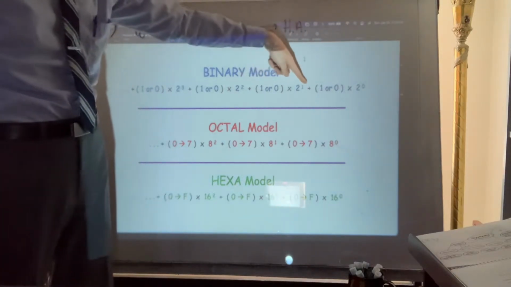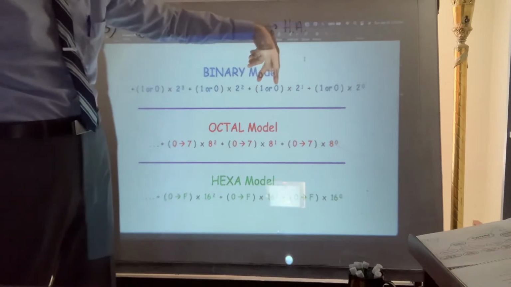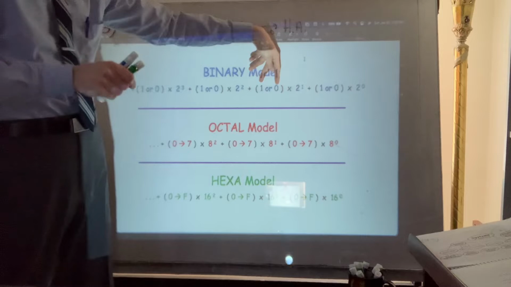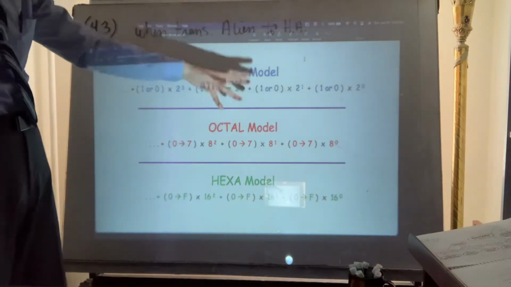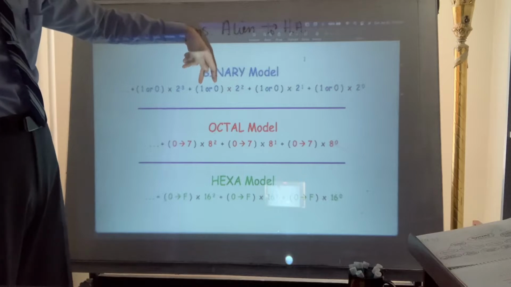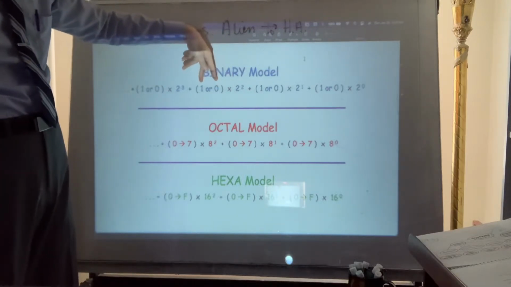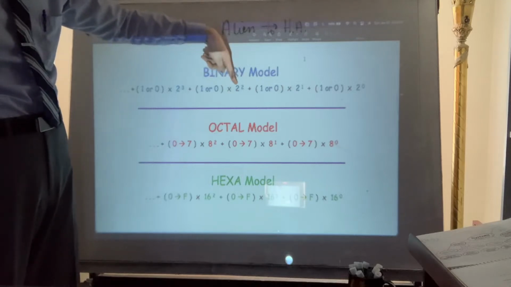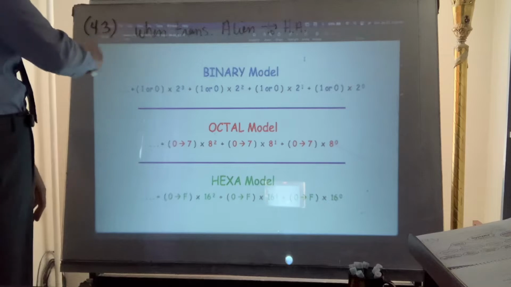You're going to add that, figure out whether you have 0 or 1 in this position, that would be the second digit in a string, times 2 to the first, and then add that. Whatever the digit is, 1 or 0 in the third position, the third digit in a string of 1s and 0s, times 2 squared, and so forth and so on. I put the ellipses here to indicate the pattern would continue.